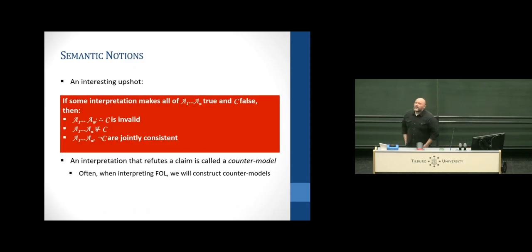So we have some really neat things that follow from this. If some interpretation makes some sentences true and the conclusion false, then we get that the argument's invalid. We get that the premises don't logically entail the conclusion. We also get that these sentences and the negation of C are jointly consistent. There's at least one interpretation that makes those all true. Again, this is broadly the idea of building counter models. This is the kind of thing I'm going to ask you to do on the midterm.